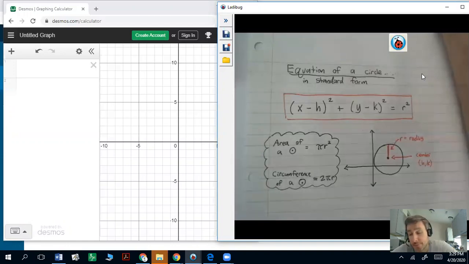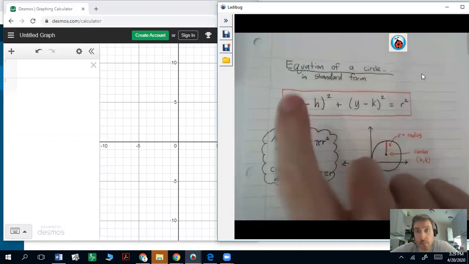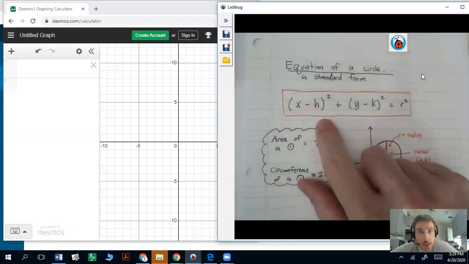Today's new topic is talking about how to graph a circle in the coordinate plane. So you see here I've written an equation, boxed in orange. You might want to jot this down because you're going to be using this a lot today.